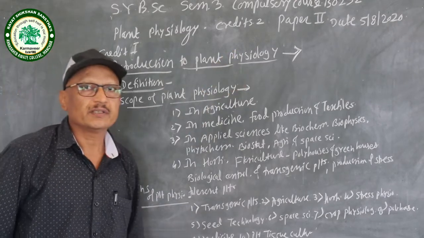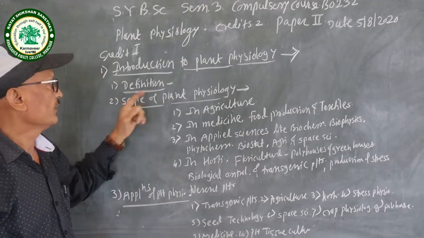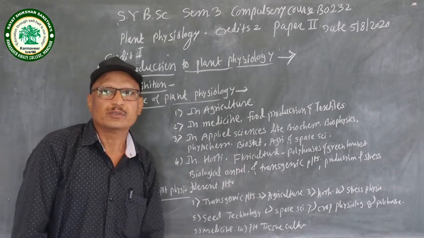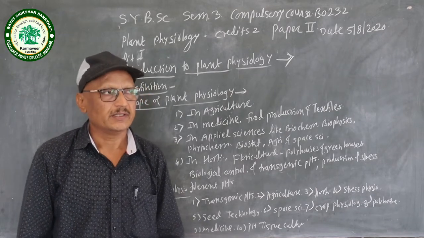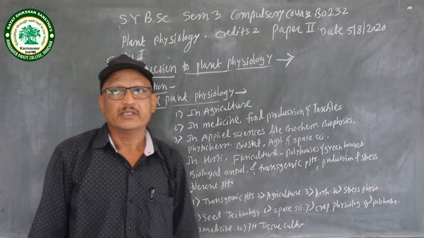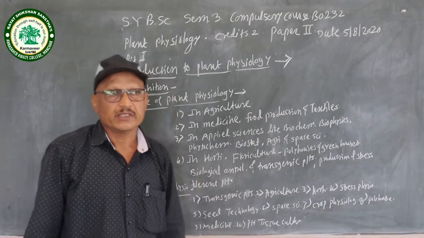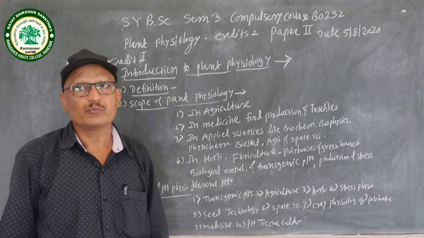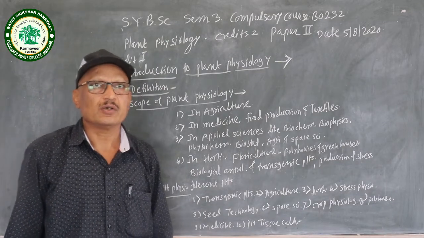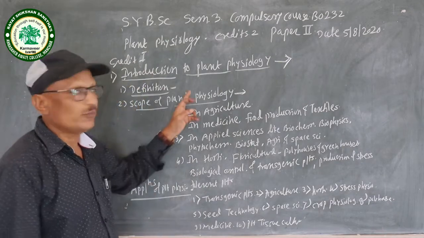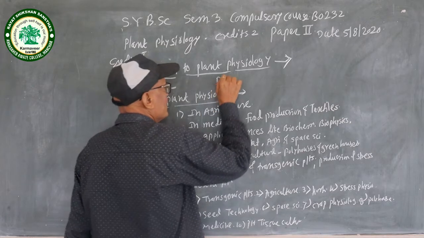First we will see the definition of plant physiology. Now we know the botany. Botany means study of plants. Now plant physiology, it is a branch of botany that deals with study of various physiological functions which are occurring in a plant. Important word is physiological functions.